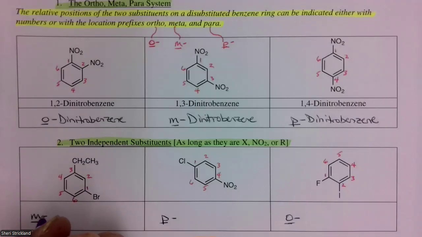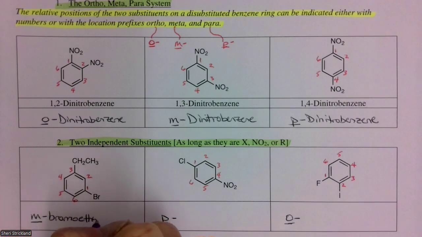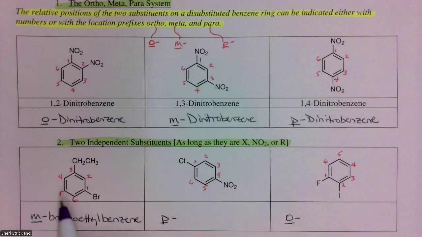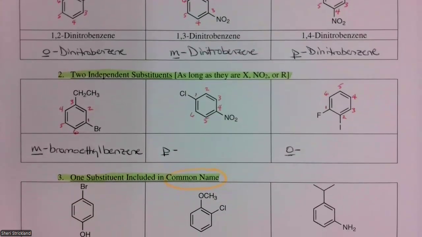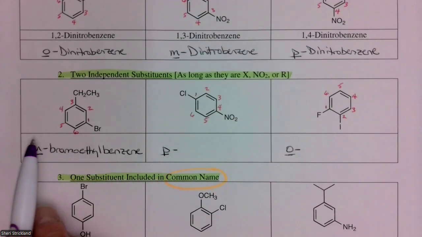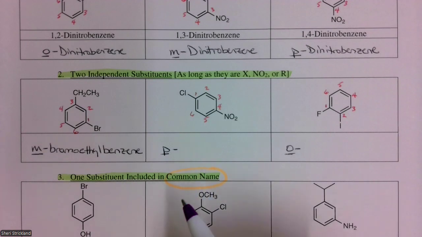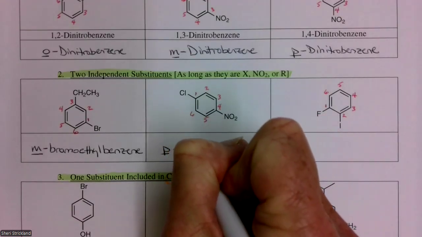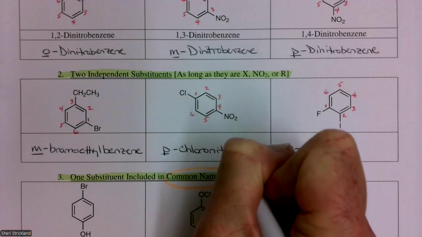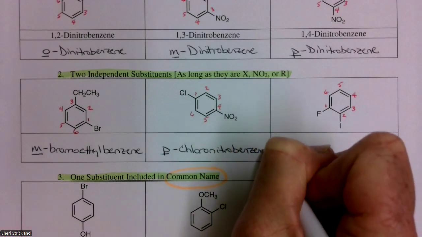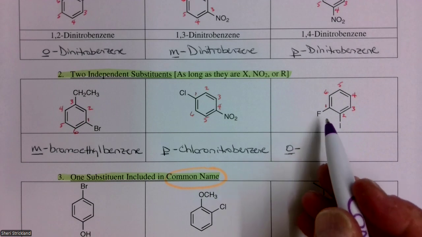All right, so this would be meta-bromoethylbenzene. So if you use the numbers, then of course the number on the ring goes with whatever substituent is on that carbon. But if you're using the ortho, meta, para system, you don't have to do anything with that. Just the relationship between them. All right, so this second one will be para-chloronitrobenzene, with benzene as the parent. And then ortho-fluoroiodobenzene.